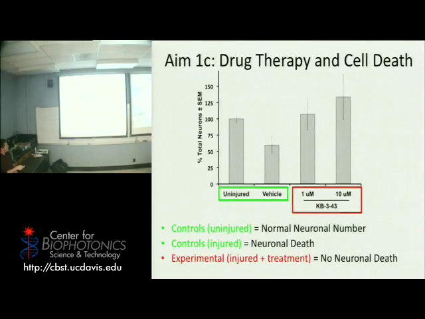And then when we put on different concentrations of this drug, we're actually seeing that the cells aren't dying. So it works. It seems to be causing these pro-life genes to be expressed and the cells not to die.